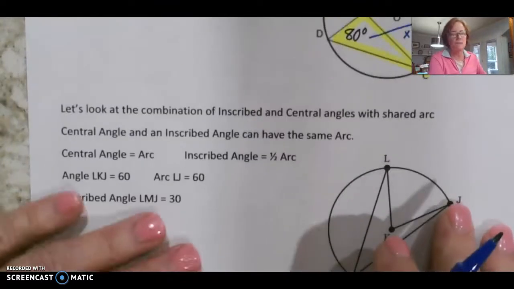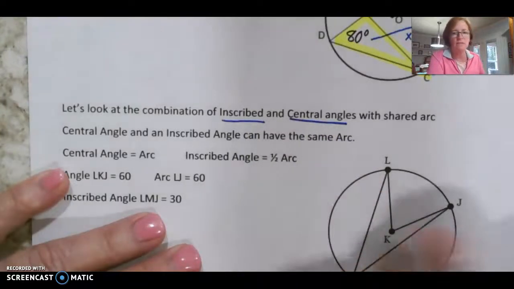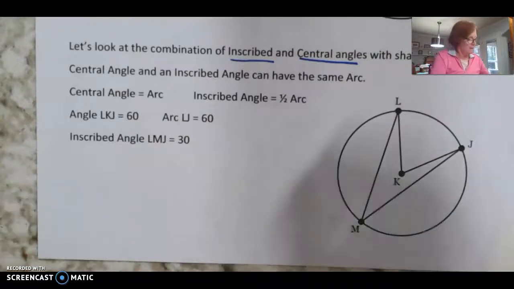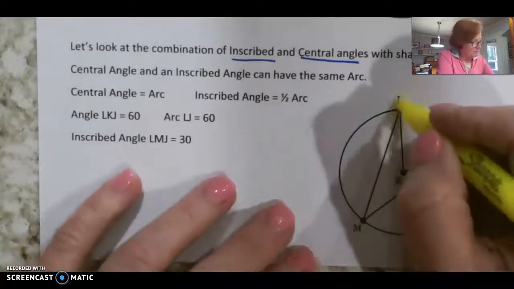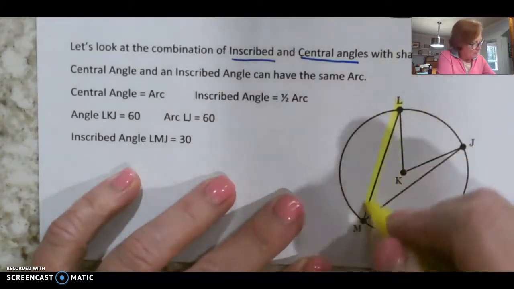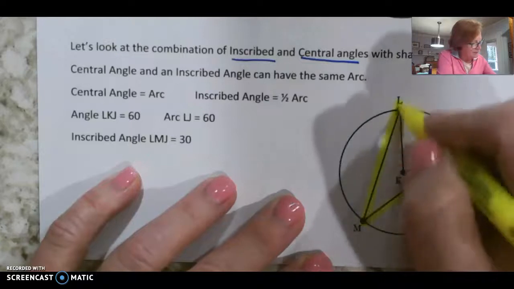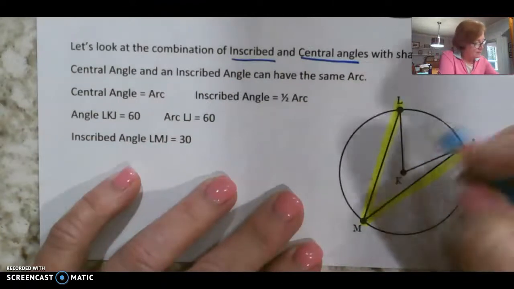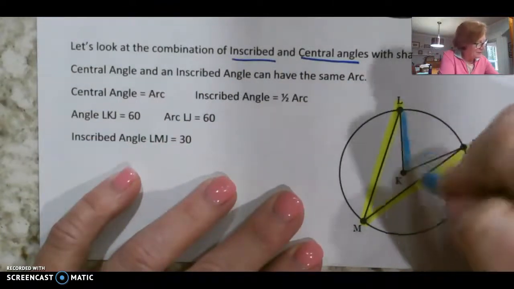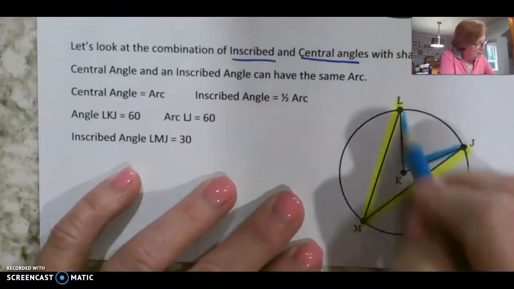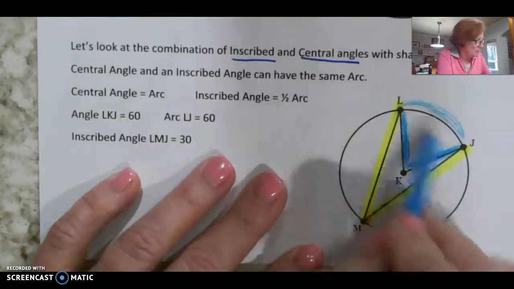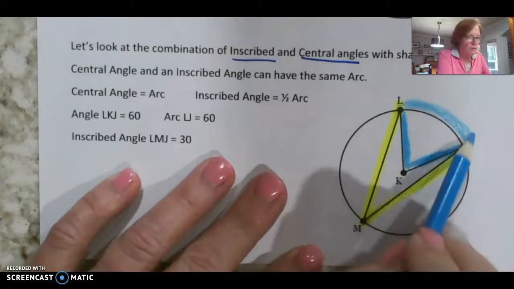All right, now let's look at a combination of an inscribed angle and a central angle that have a shared arc. Okay, so this is very similar. I'm going to do the inscribed angle first because that's what we've been talking about first. I'm coloring it yellow because it's going to be little. Okay, so there's my inscribed angle. Then I'm using the same points, but now I'm coming to the center. I'm coloring it blue because it's going to be bigger than the yellow. And I'm coloring the arc blue because it's going to be equal to the big.